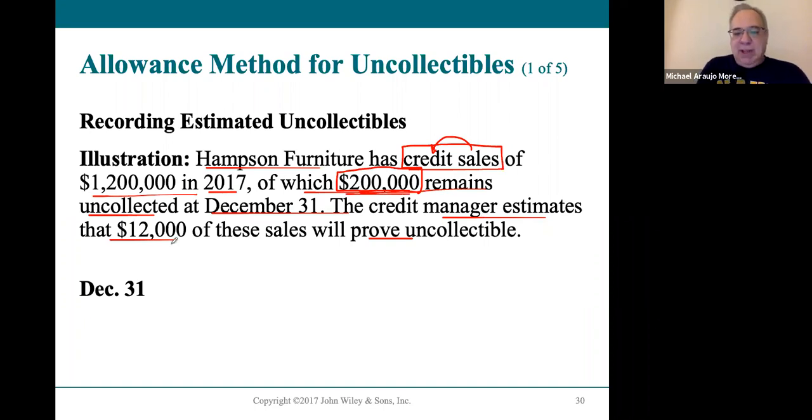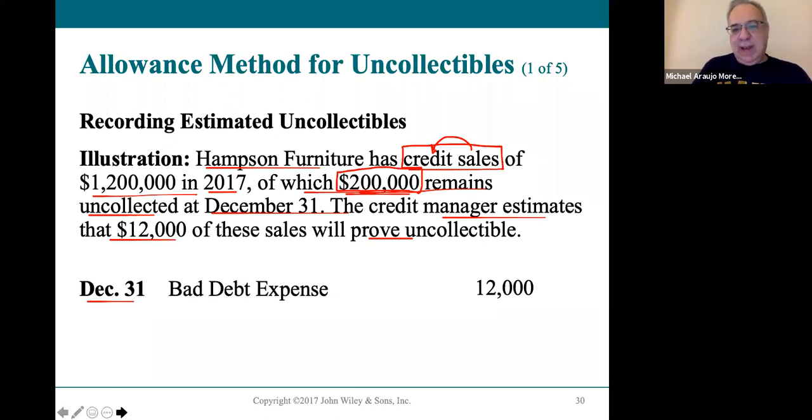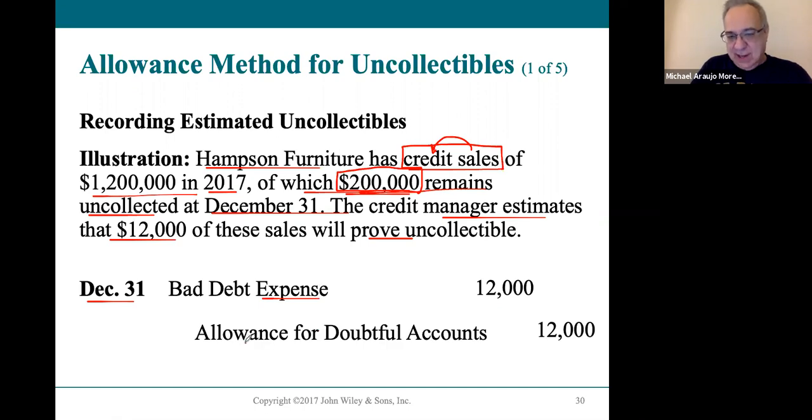Now here it's not the greatest example because they don't actually tell you, but the credit manager basically says $12,000 of this $200,000 is going to prove uncollectible. Now it's quite possible he could have used a percentage, okay, which is a very reasonable thing to do. A percentage of your receivables as uncollectible is a method you can use. So what does that mean on December 31st? Well, that means on December 31st, they're going to have that bad debt expense, so they can have their expenses recorded for that year.